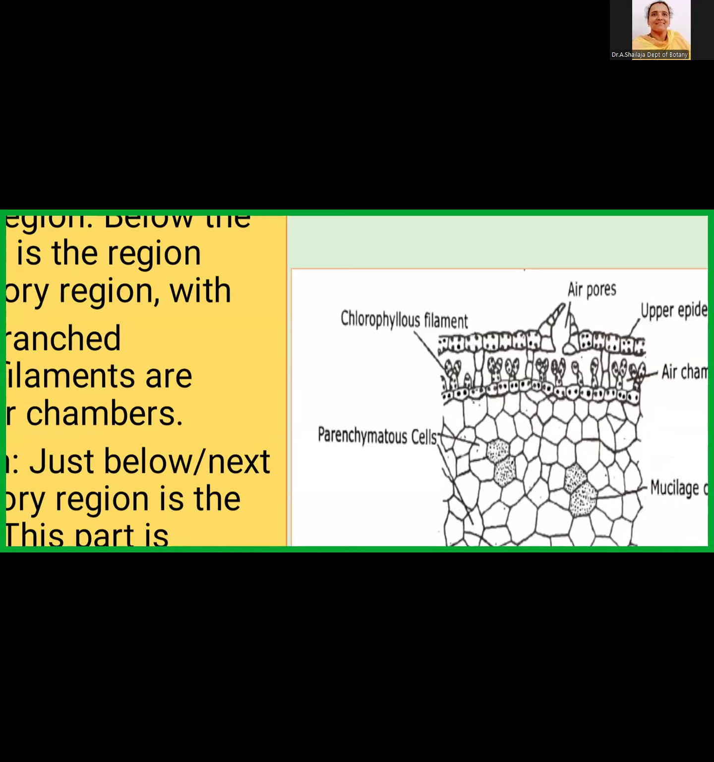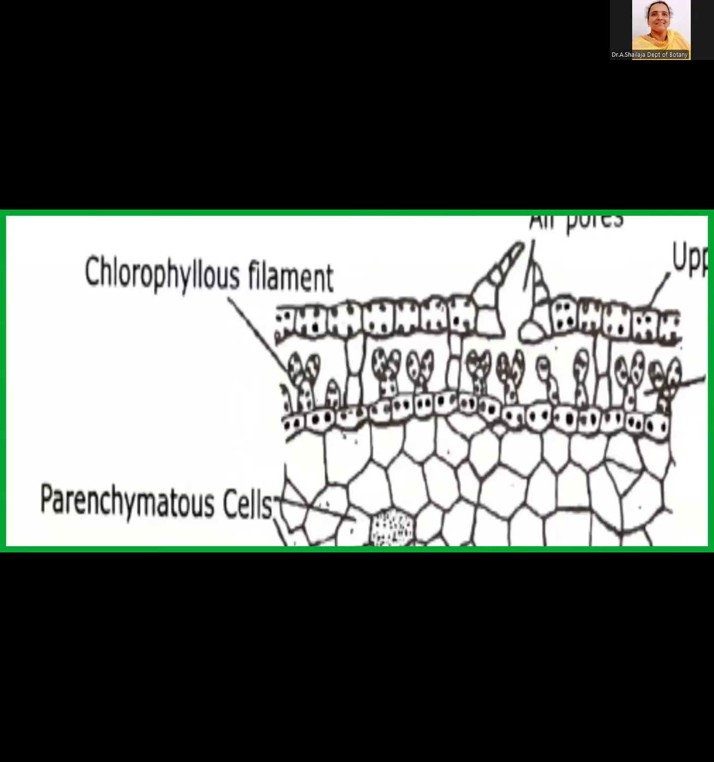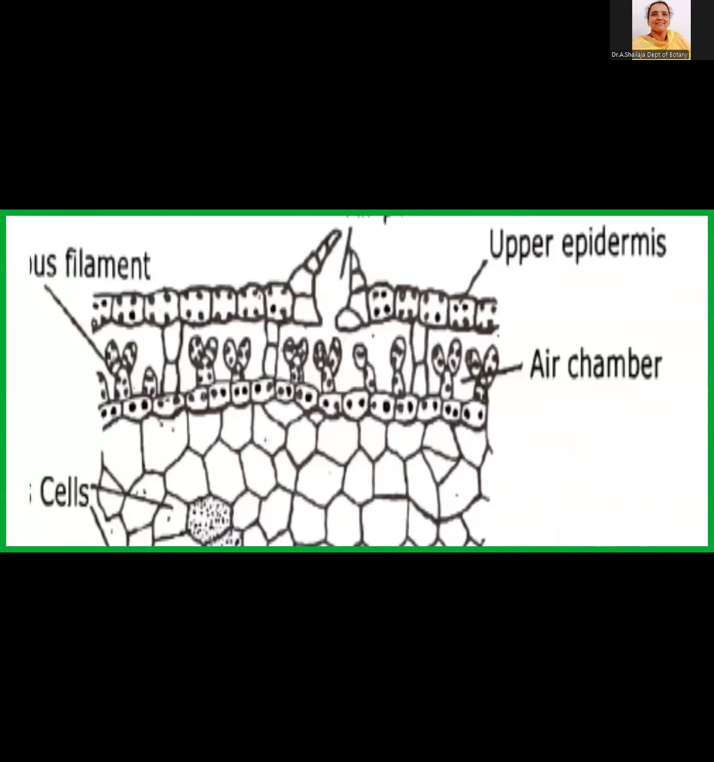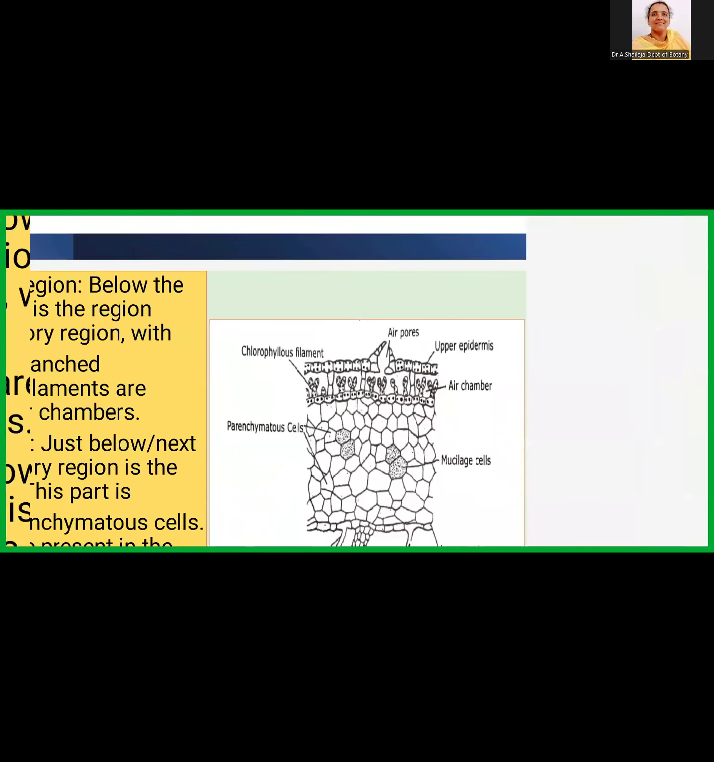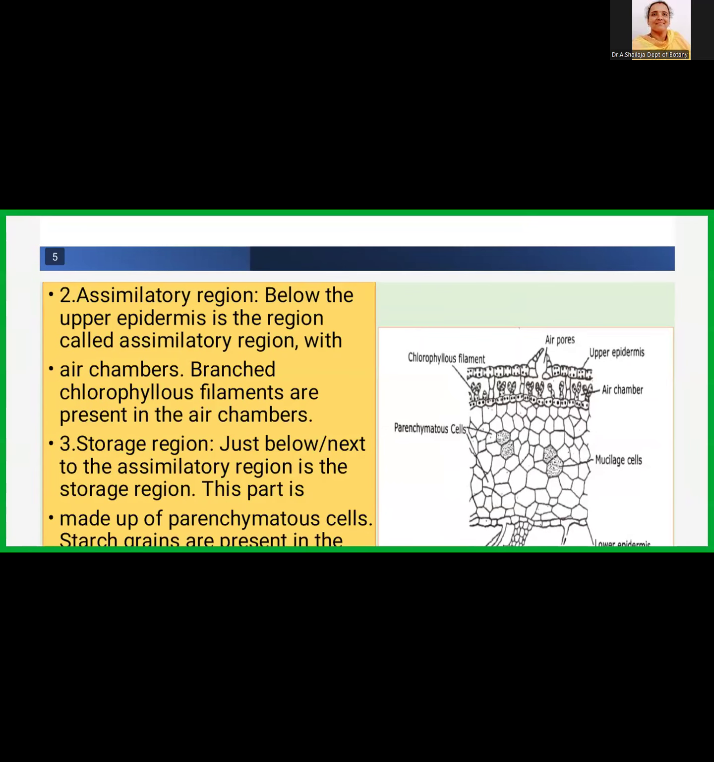So in that air chamber, what cells are present? Chlorophyllous filaments are there. See here, the air chamber means an empty gap, and in that gap the chlorophyllous filaments are present. These branched chlorophyllous filaments are present in the air chamber.